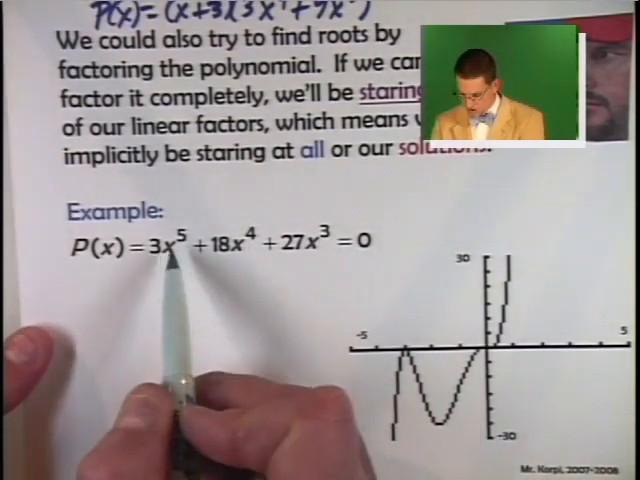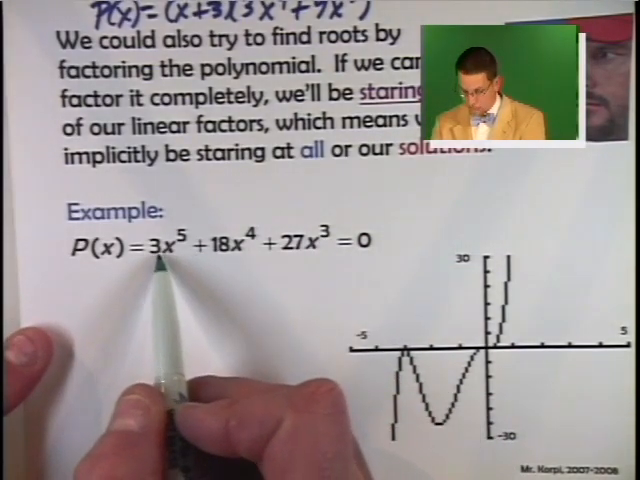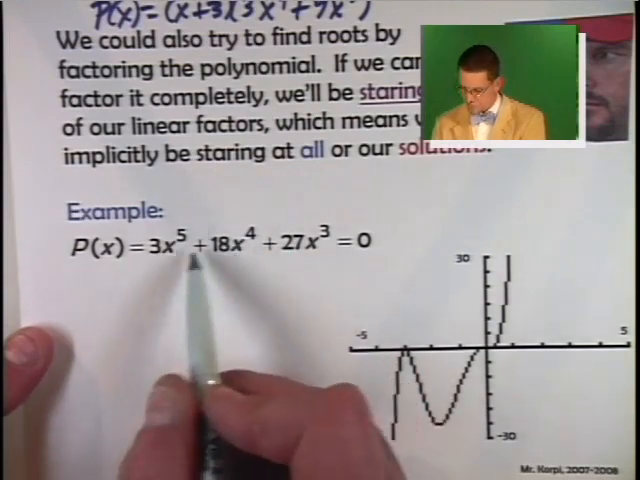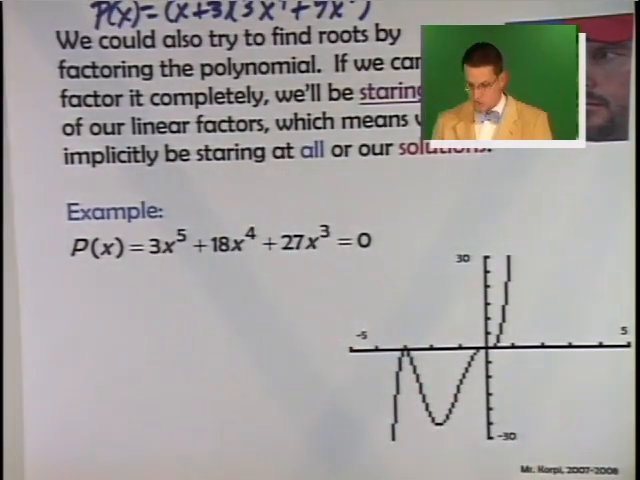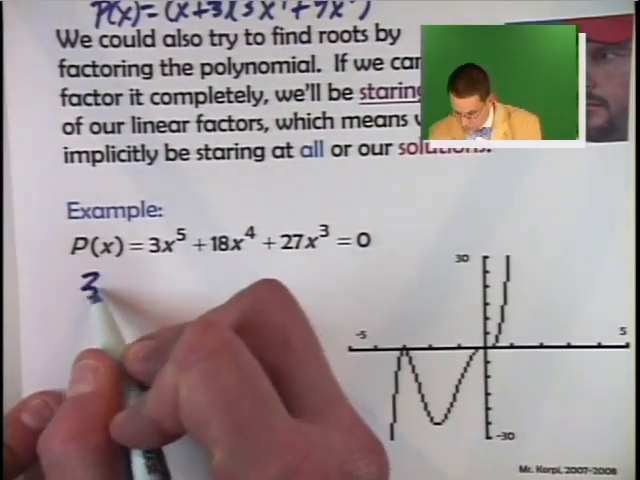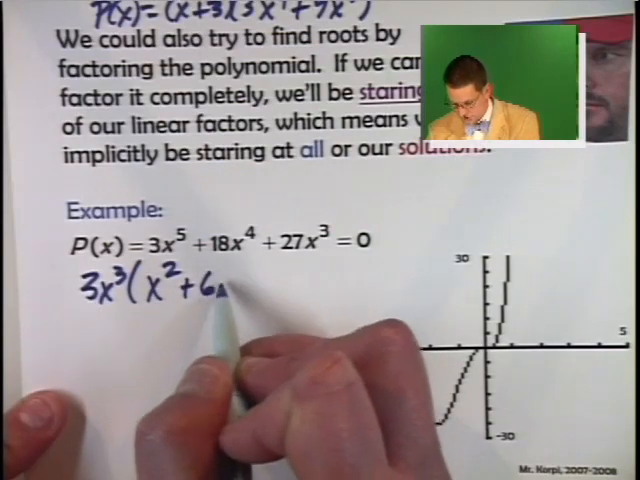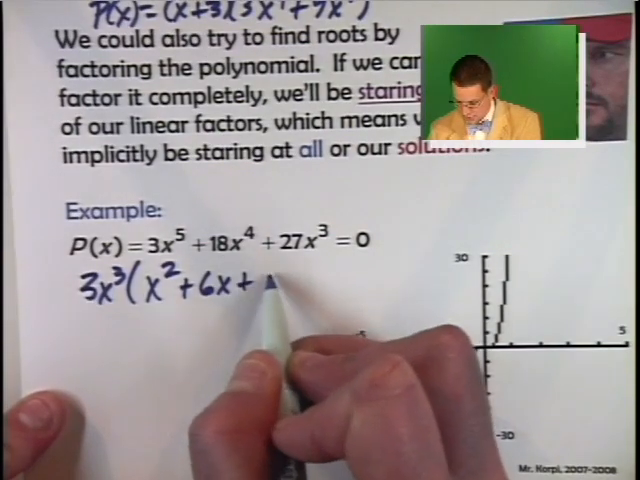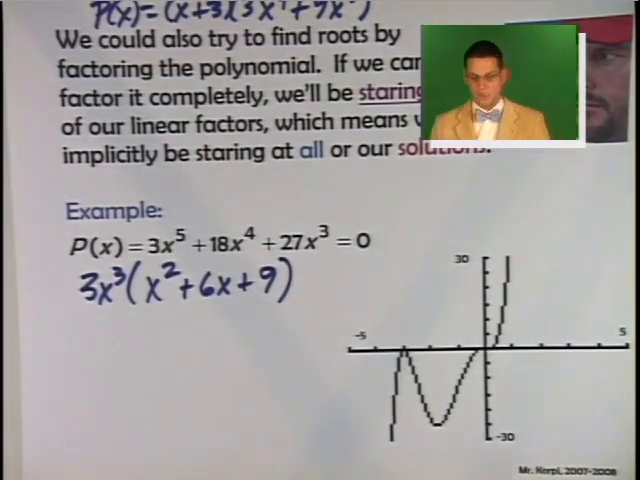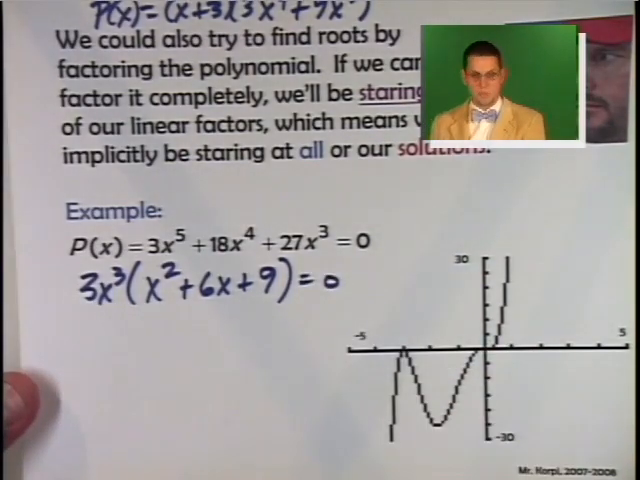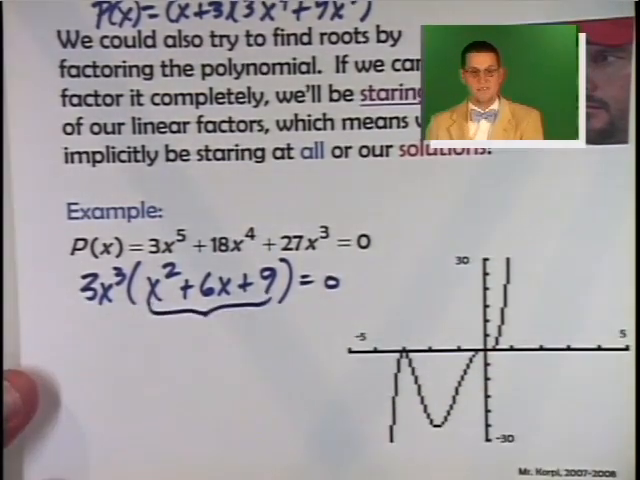So notice in these three terms I have a 3. That's a number that's a common factor. And I also have an x cubed. So I can actually factor those out of each of the three terms. So I'll get 3x cubed times, and I'm just left with x squared plus 6x plus 9. Okay, so this is partially factored. It's still equal to 0. Well, now I can focus in on trying to factor that some more.